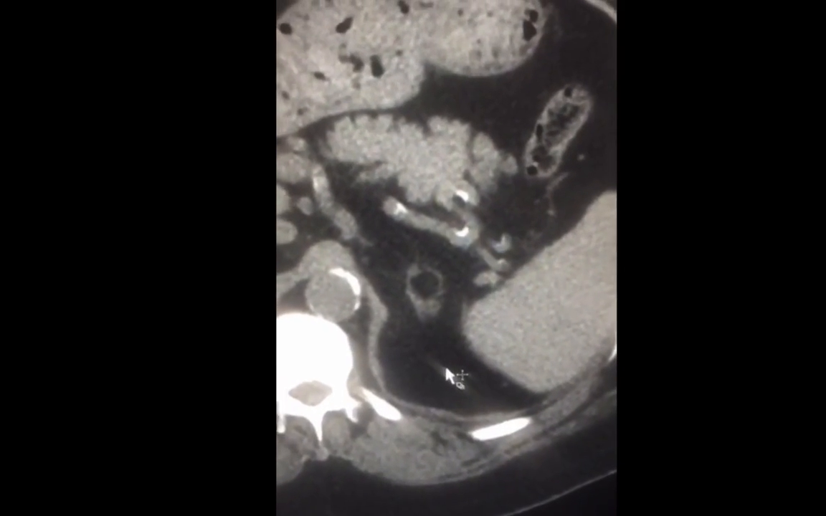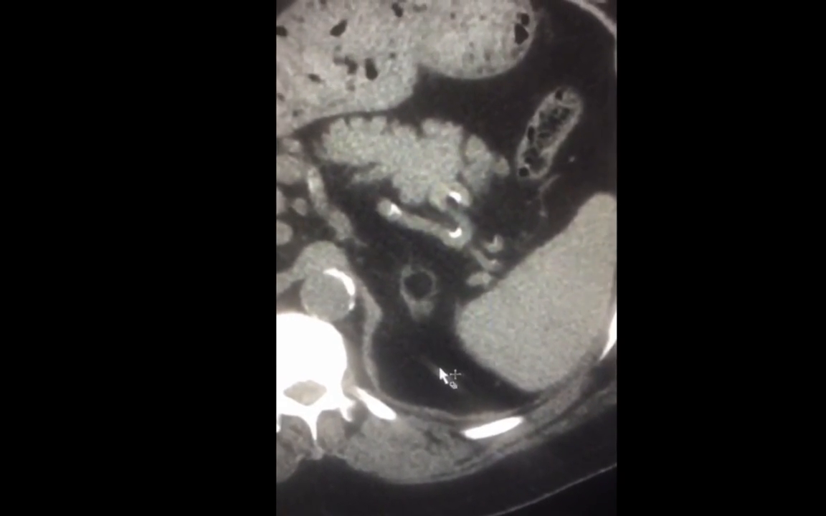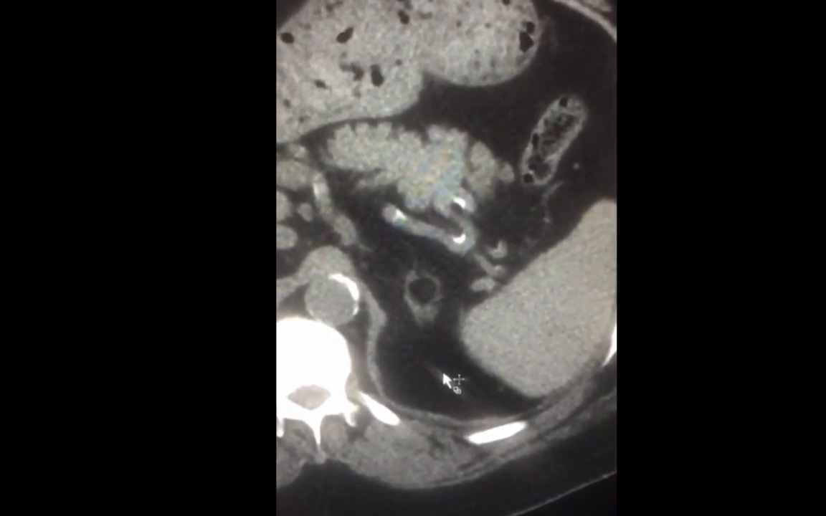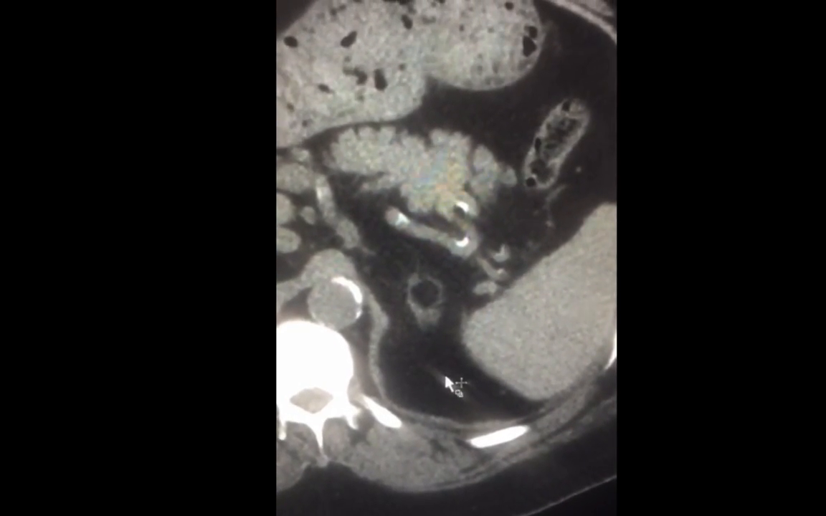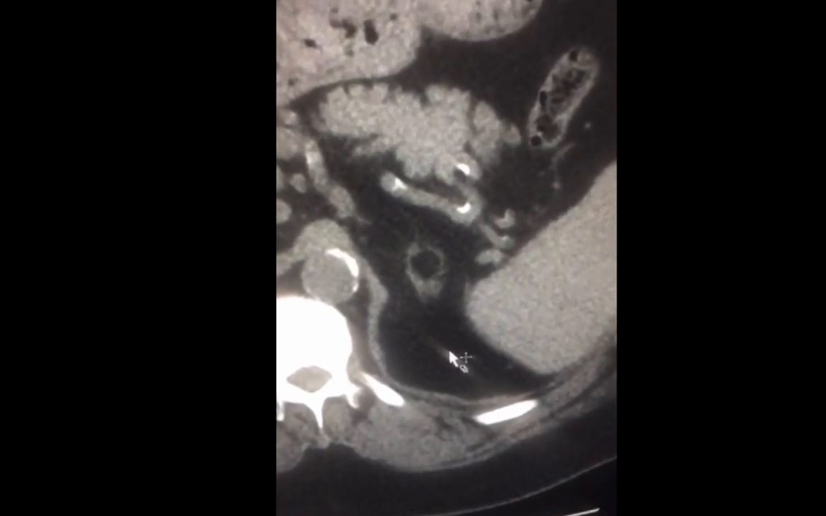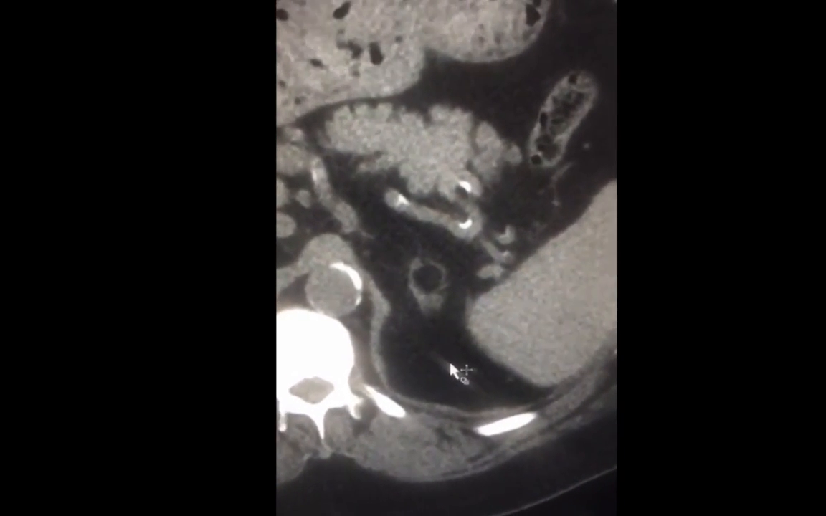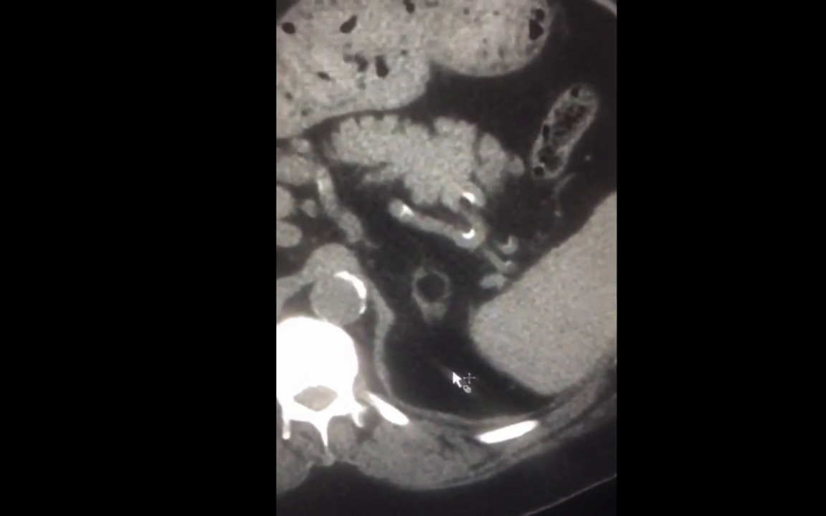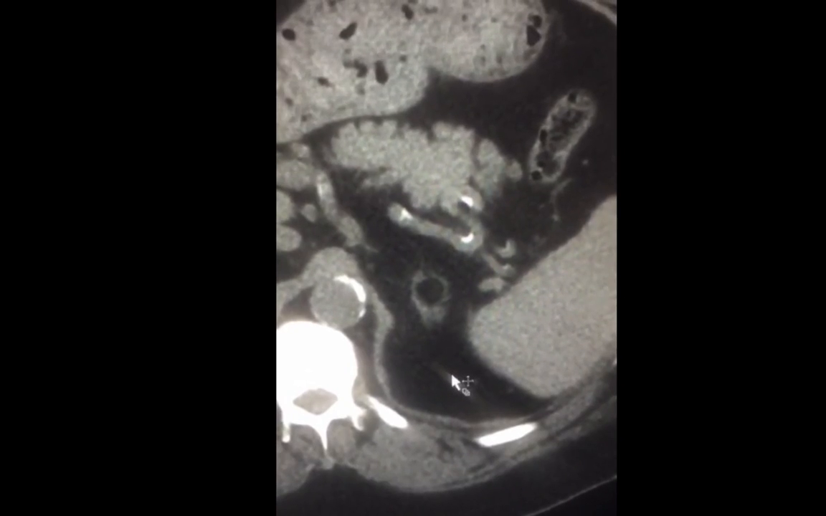To explain the name of the lesion, the first part of the name is myelo, which comes from myeloid, since the lesion contains hematopoietic cells. The second part of the name, lipoma, is a result of the lesion containing fat components that are very similar to bone marrow fat.